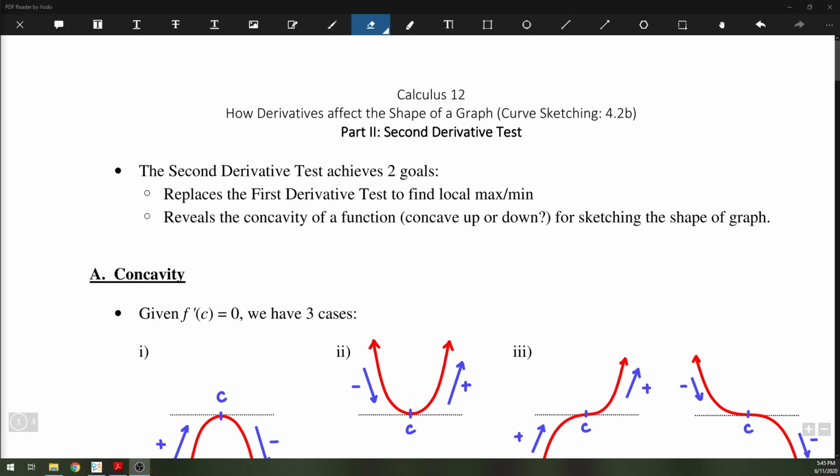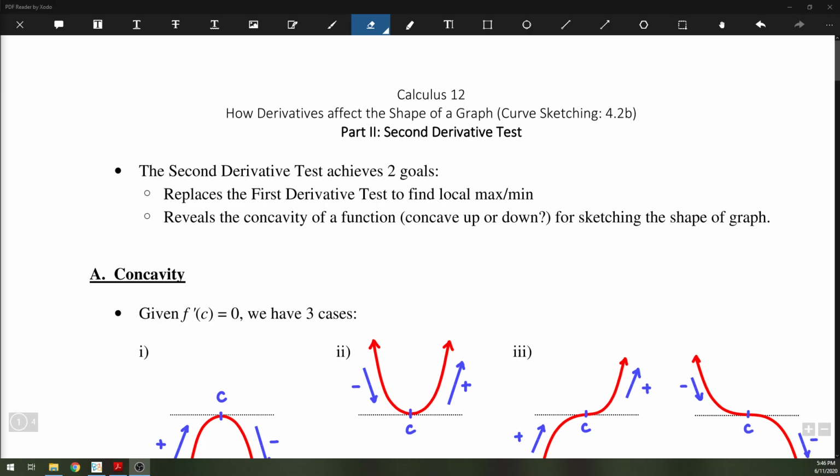Hello everyone. So today we're going to go over section 4.2, part 2, the second derivative test. The second derivative test achieves two goals. It supplements the first derivative test for finding local maximums or minimums, and it also reveals the concavity of a function, whether it concaves up or concaves down in different places.